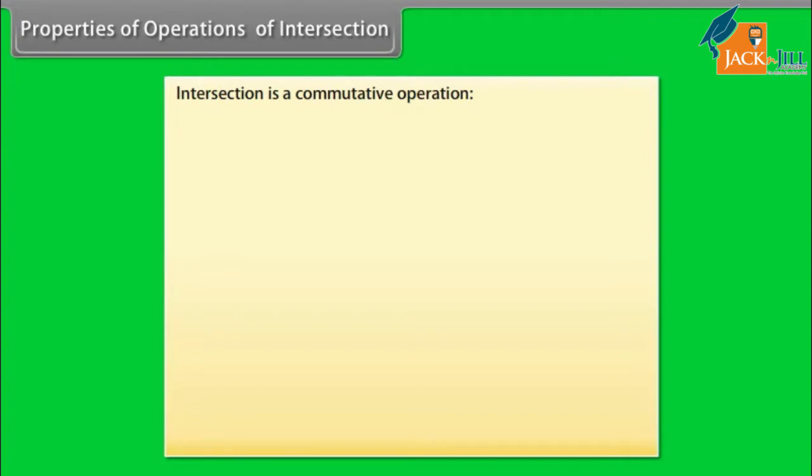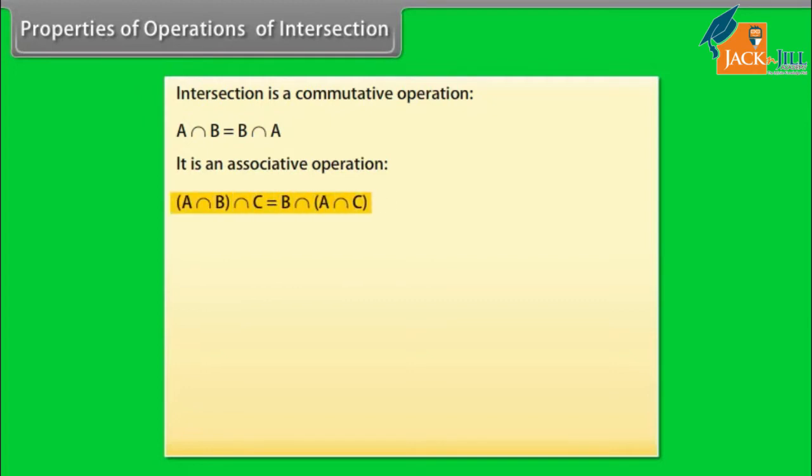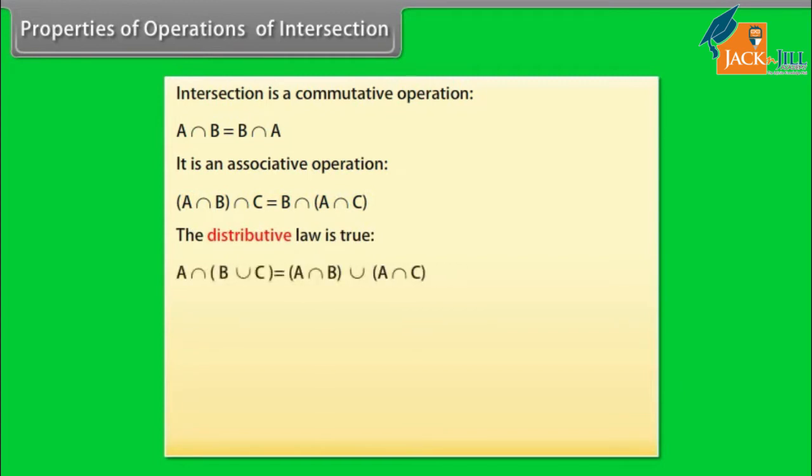Properties of operations of intersection. Intersection is a commutative operation: A intersection B is equal to B intersection A. It is an associative operation: A intersection B intersection C is equal to B intersection A intersection C. The distributive law is true: A intersection B union C is equal to A intersection B union A intersection C. Law of phi and U: phi intersection A is equal to phi, U intersection A is equal to A. Idempotent law: A intersection A is equal to A.